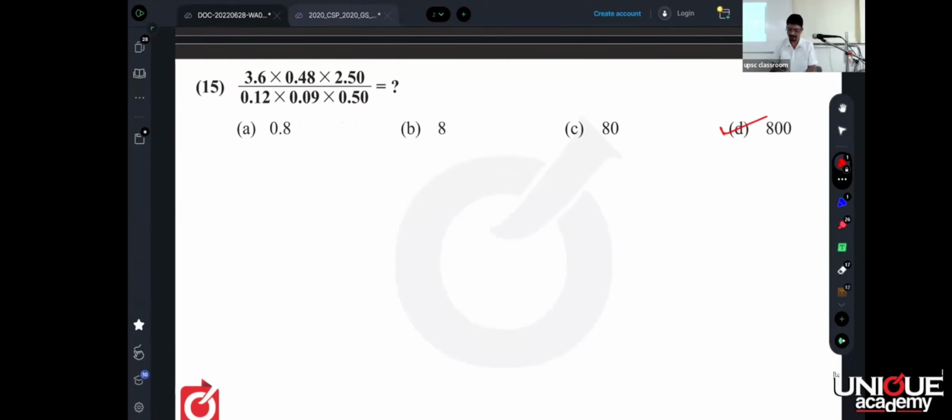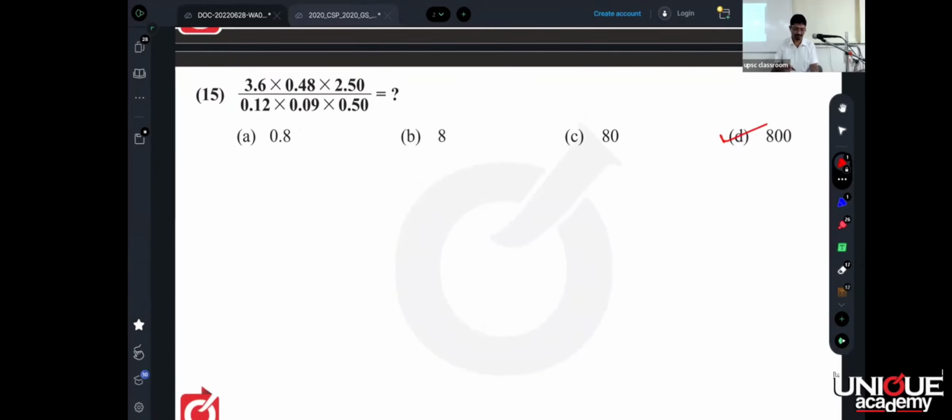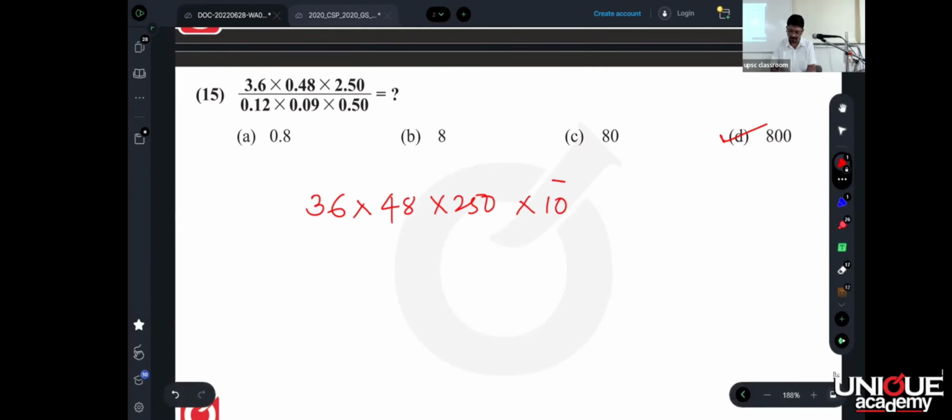Listen, those who are not getting it, for them. 3.6 is one number, 0.4 is another, 0.48 is another number, and 2.50 is the third number in the numerator. These are multiplied. So suppose instead of 3.6 we take 36, then 48, and 250. That means how many decimal places are shifted? So 1, then 2, and 2. 1 plus 2 plus 2, how many? 5. So into 10 raised to minus 5, we can write. Are you getting me? 5 places are shifted, the decimal point, and because of that, to have the same value, we have to divide by 10 raised to 5, that is 10 raised to minus 5.